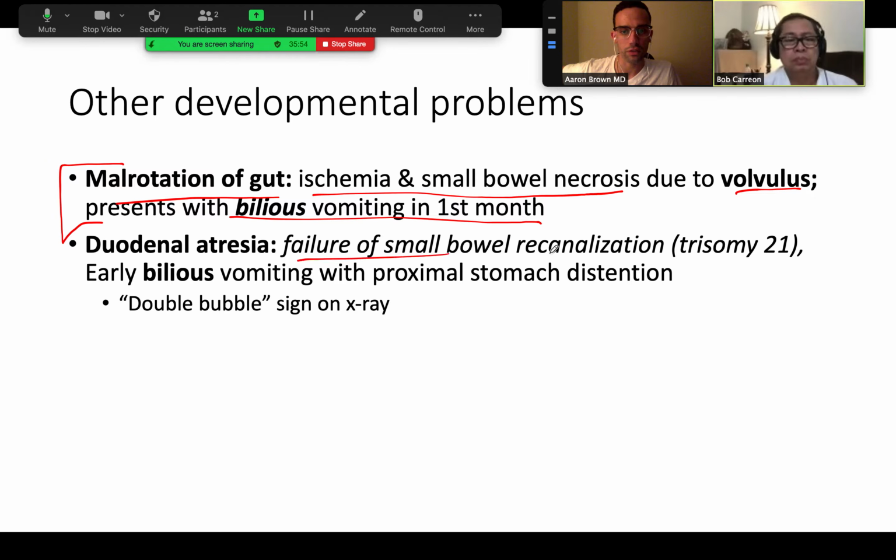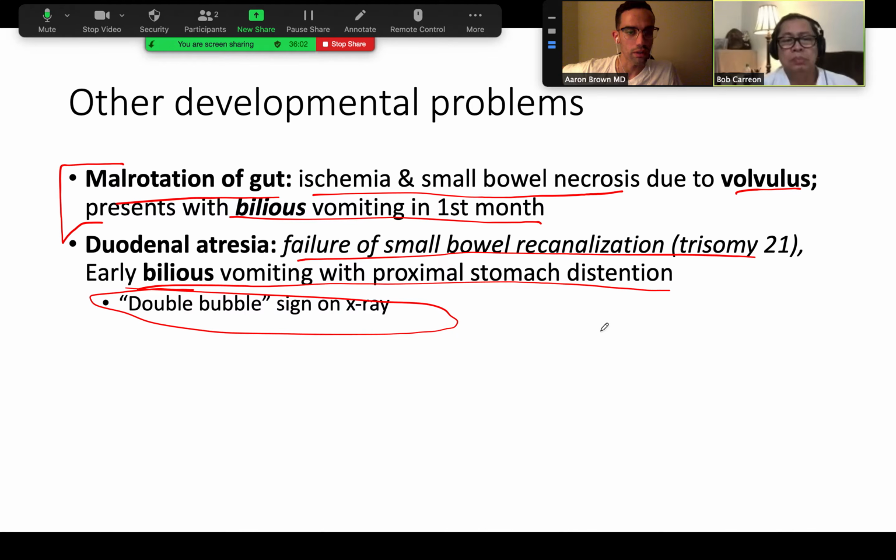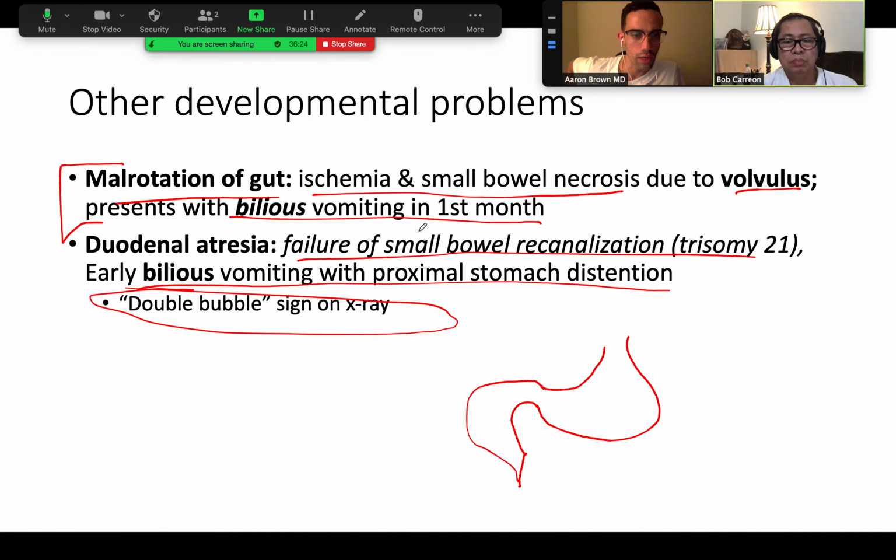Duodenal atresia, failure of small bowel recanalization. This gives us early bilious vomiting. And here we're actually looking for a double bubble sign. My understanding is that you have some air inside of the stomach. You have the pylorus, which sort of squeezes things off. Then as you move into the duodenum, you have some air in the duodenum, and because you reach this atretic portion, there's no longer any air. So when you do your x-ray, it sort of looks like you have a single bubble here and a double bubble here. Okay, did I do okay?